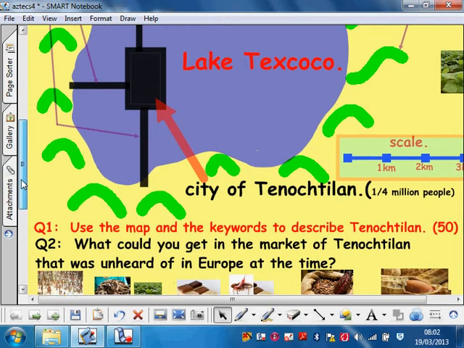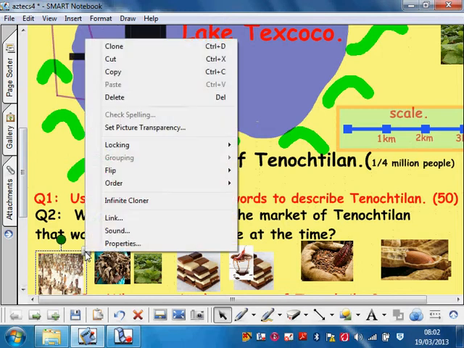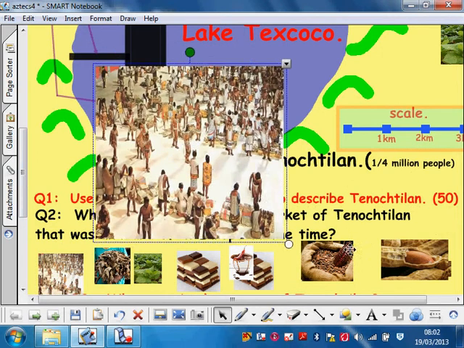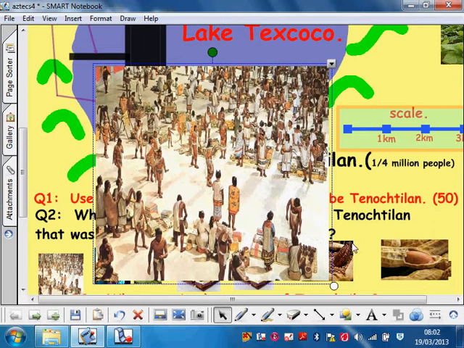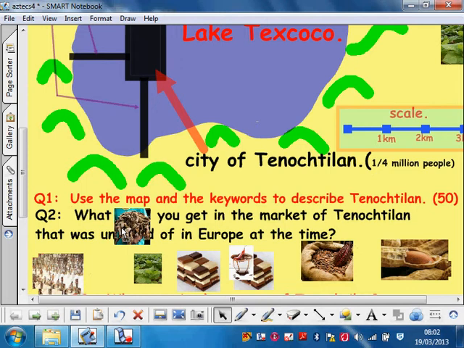Now, what can you get in the market? When the Spanish got there, they discovered there's a big open-air market in the middle where the Aztecs traded things. There's no money, it's all swapping things. And the Aztecs had things that we'd never heard of in Europe.